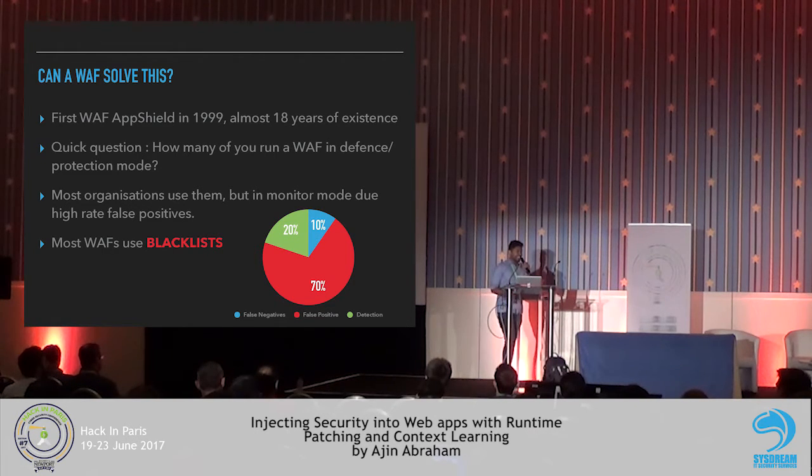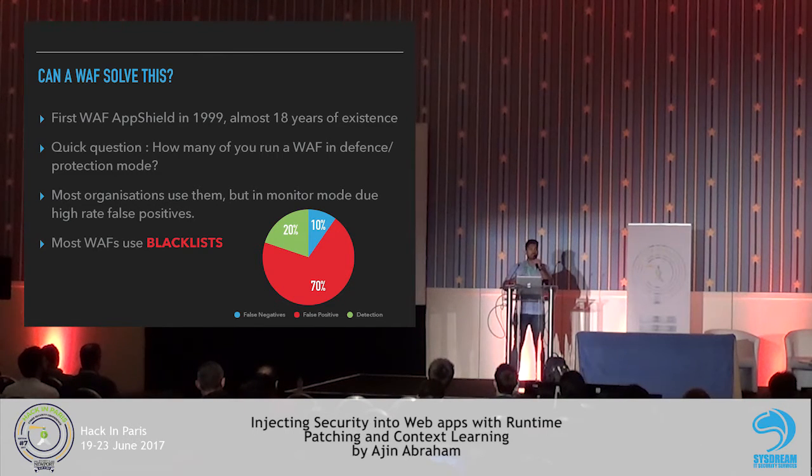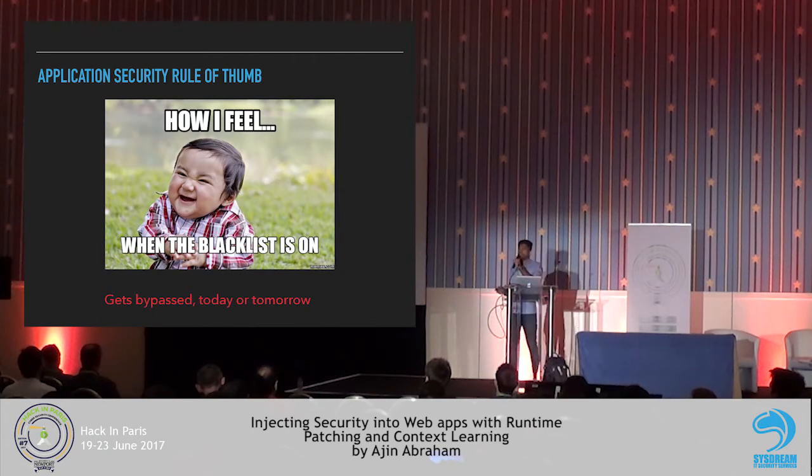Yeah, so the fact is that most WAFs have this problem of false positives, and it's due to the basic fundamental idea of a WAF. They use a set of blacklists to make sure that an attack doesn't happen. The problem with blacklists is that they can give you a lot of false positives, plus they can be bypassed easily. Being application security guys, we know that blacklisting is not the way to go. Today or tomorrow it will get bypassed.